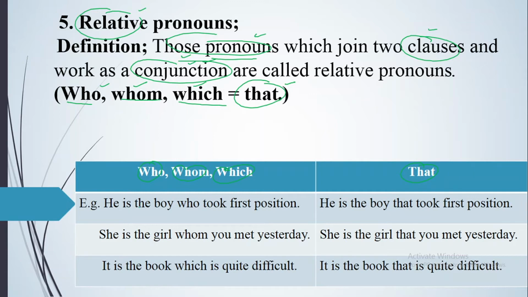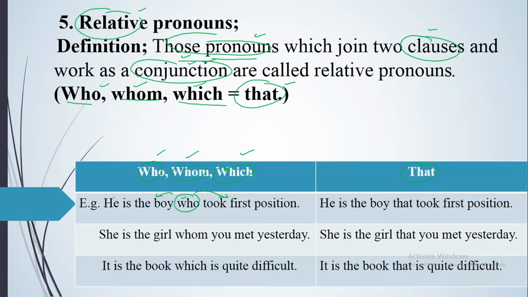Now if I say, he is the boy who took first position, the definition will be the same. Who is used for a person as a subject, whom is used for a person as an object, and which is used for animals and things from a limited number. He is the boy who took first position. Here it is joining two clauses. That clause is called the noun clause. When we start the clauses, I will make you understand there. For here you just need to understand what relative pronouns are. So the relative pronoun who is used as a subject to join two clauses.